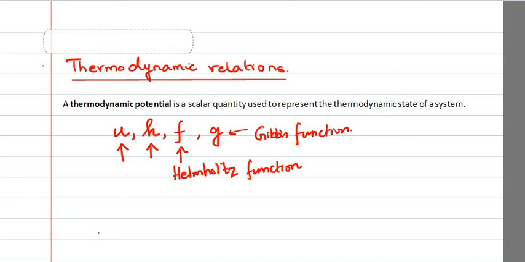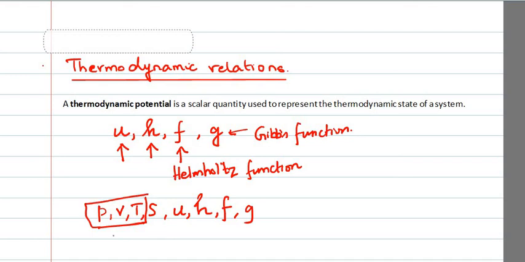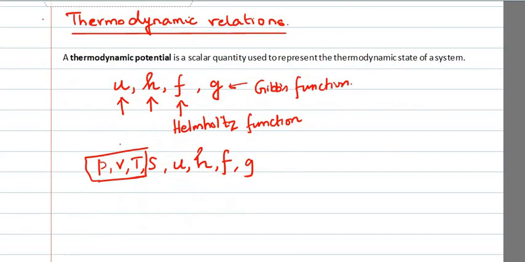In thermodynamics, we will be encountering the properties such as pressure, volume, temperature, entropy, internal energy, enthalpy, Helmholtz function, Gibbs function. Out of these 8 properties, only pressure, volume and temperature are directly measurable. So to find the other parameters, we have to come out with a mathematical relation so that we can express these terms in terms of other available parameters.